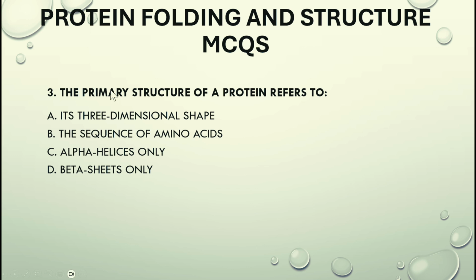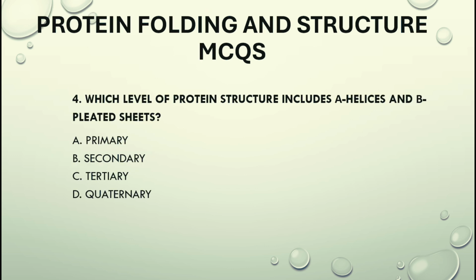Number 3. The primary structure of a protein refers to A. Its three-dimensional shape, B. The sequence of amino acids, C. Alpha helices only, D. Beta pleated sheets only. The correct option is B. The sequence of amino acids. Of course, I want you to understand that when we're talking about primary structure, we're looking at the linear order of amino acids that are linked by peptide bonds.